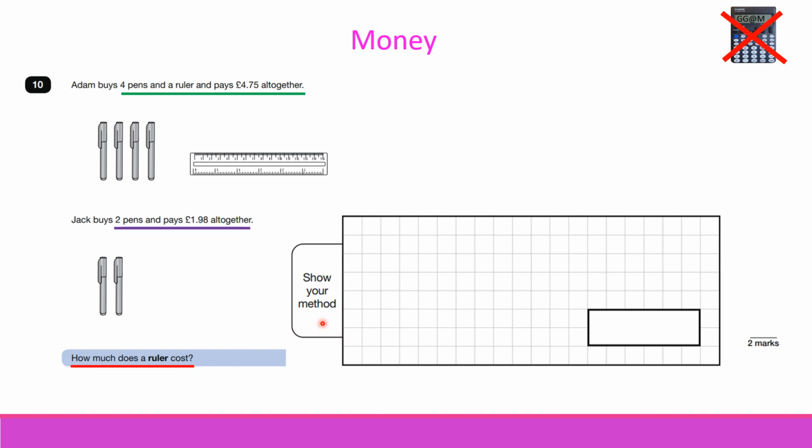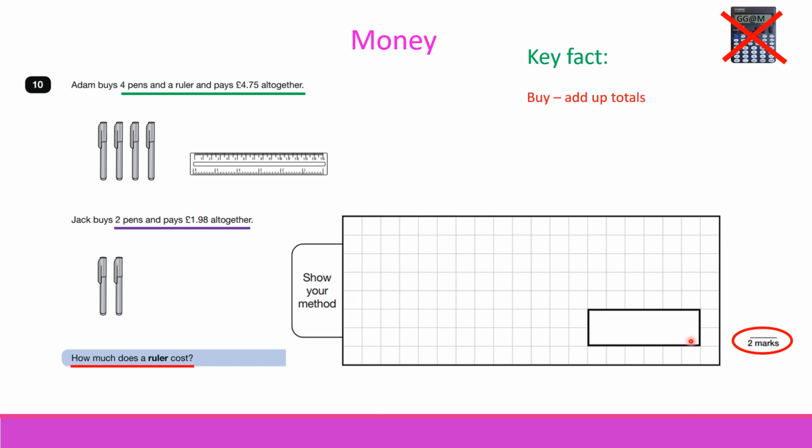Now on the left hand side of the box it says you must show your method. That means you must show the numbers that you're adding or subtracting or multiplying or dividing. Whatever calculations are going on in your head needs to get written down in this box here. The question is worth 2 marks and you need to write your final answer in the box provided.